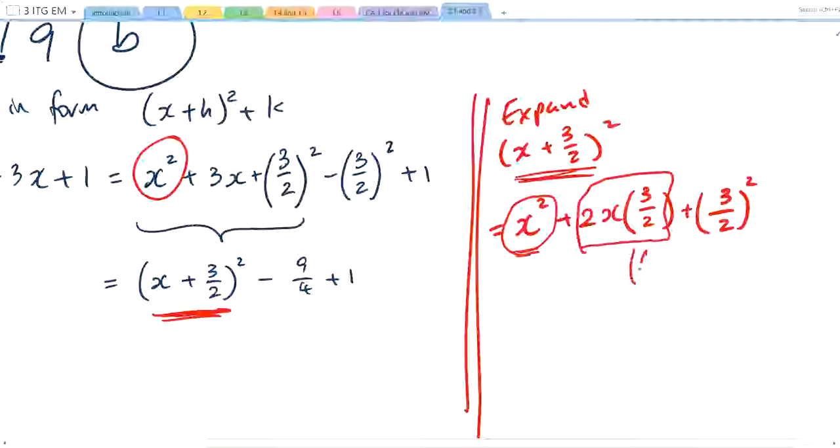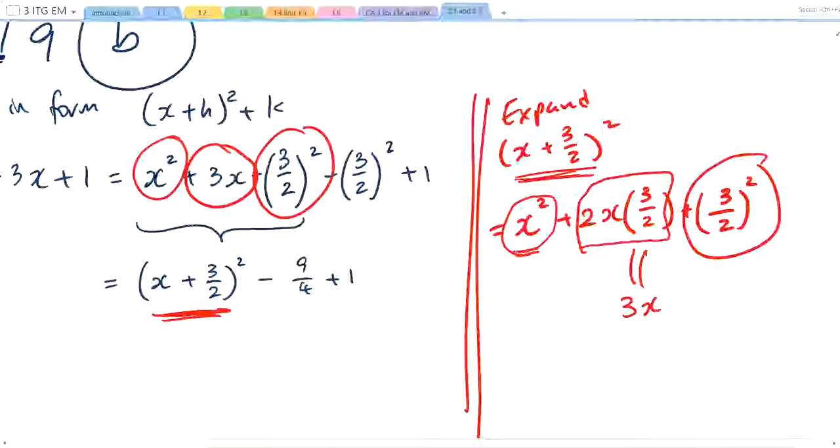How much is this? Are you sure 6x? 6 over 2x. How much is that? Right, so if I were to expand this, 2x times 3 over 2, I will get 3x, which is found over here. And finally, the last term, I've got my 3 over 2 squared, which is over here.